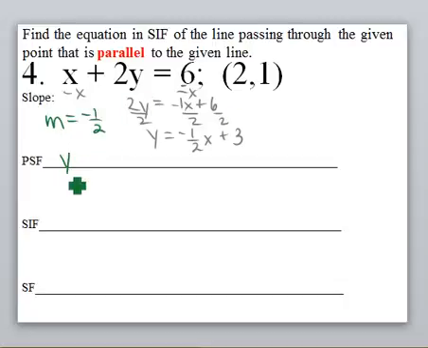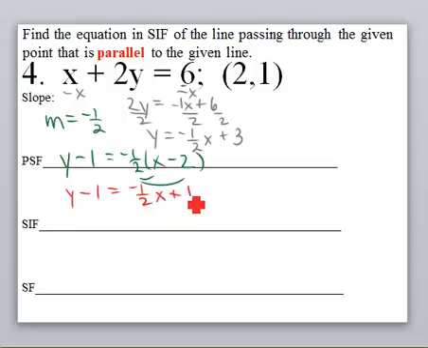Point-slope: y minus 1 equals the slope, negative 1/2, times x minus 2. Slope-intercept form, I need to distribute those through, so I'd get y minus 1 equals negative 1/2 x. Negative 1/2 times negative 2 is a positive 1. And then I would add 1 to both sides, which would give me the slope-intercept form of negative 1/2 x plus 2.